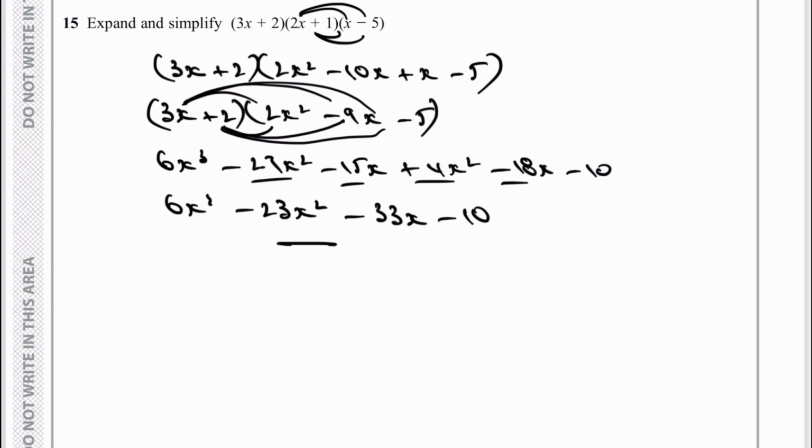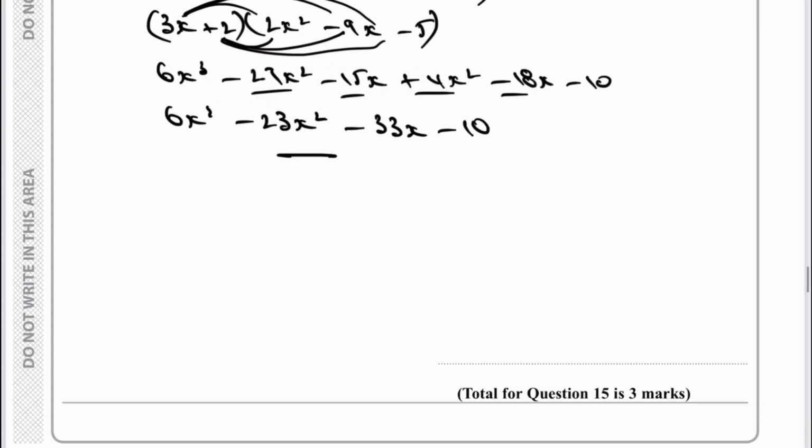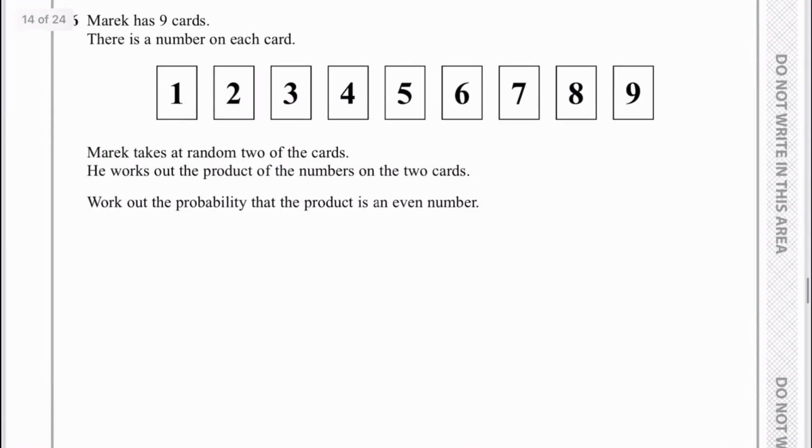Okay, let's move on then to question number 16, which is a probability tree type question. Again, there are a couple of ways in which you can work this out. I tend to prefer to write it out as a probability tree. It just kind of works for me. So Marek is taking at random 2 of the cards. So we've got first pick and second pick.